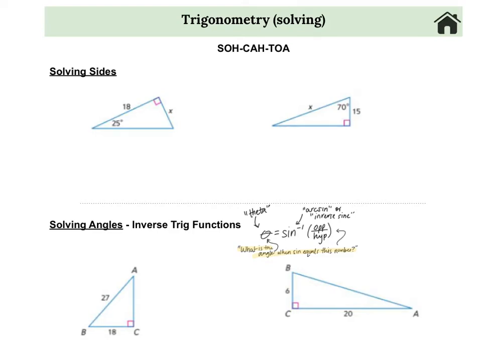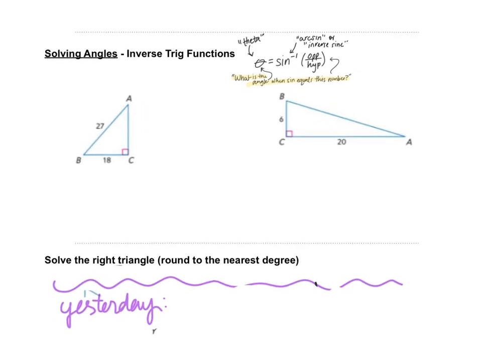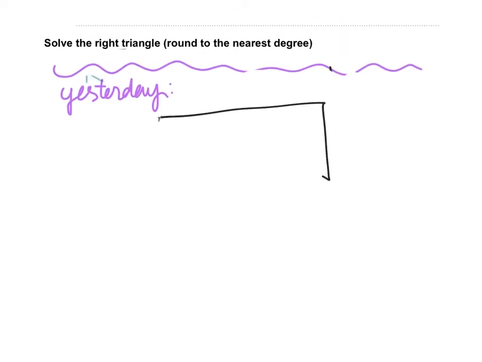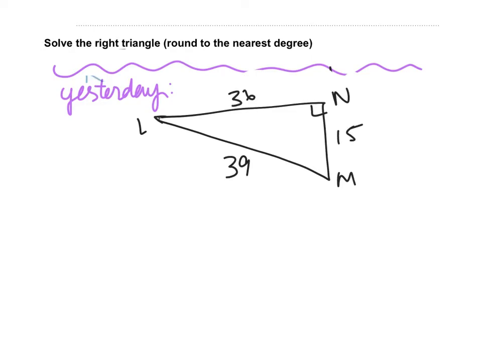Alrighty, so today we're going to be talking about solving trigonometric ratios. Before we get started on solving today, we are going to do a tiny review over what we did yesterday. Remember yesterday we had the right triangle. We were given various side lengths, and we were asked to find the ratios of those side lengths. So thinking back to what we learned about SOHCAHTOA.